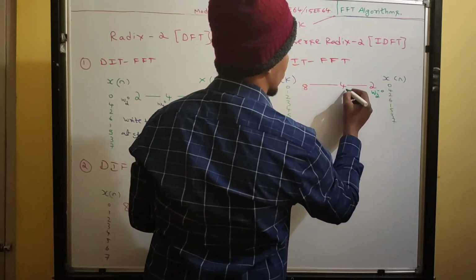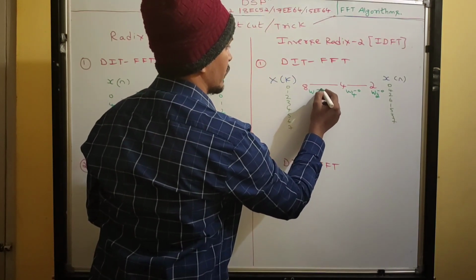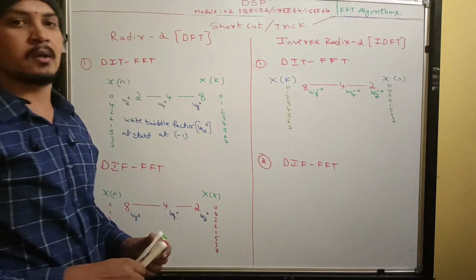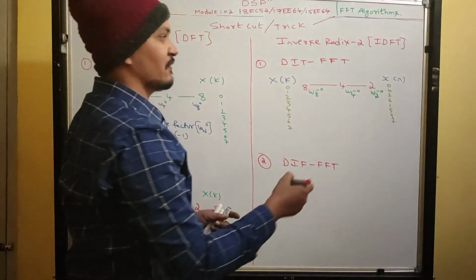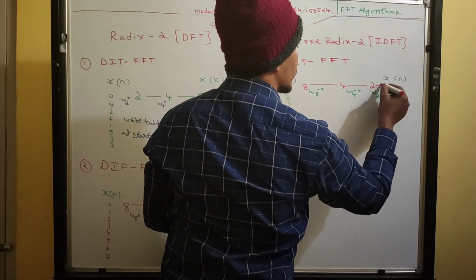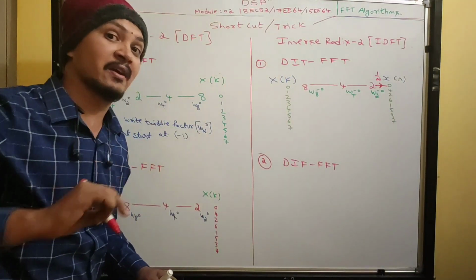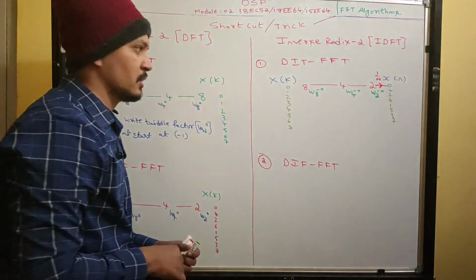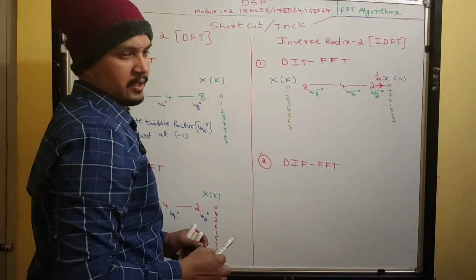Omega 2 power minus 0, omega 4 power minus 0, omega 8 power minus 0. After the butterfly you write twiddle factors. But what is left? At last you write a factor 1 by N, because of the IDFT formula. Okay, got it? Fine. Understood now, guys? Next, DIF FFT.